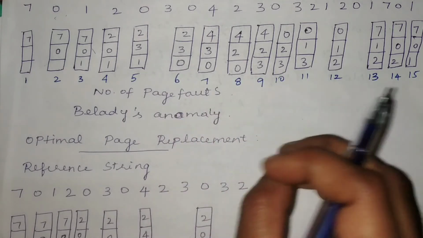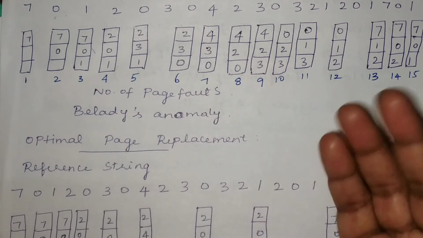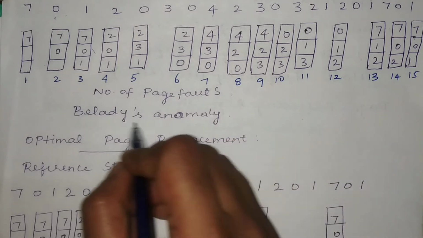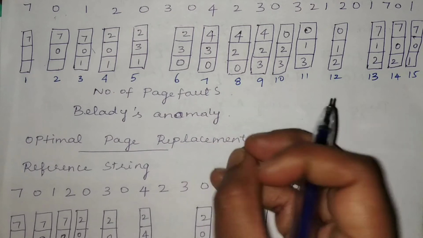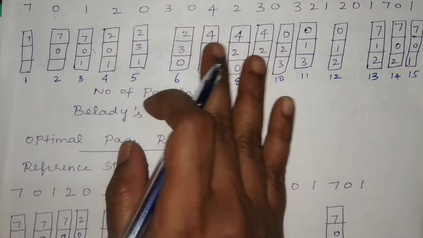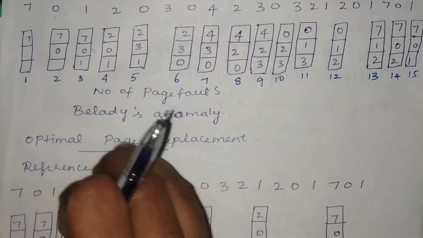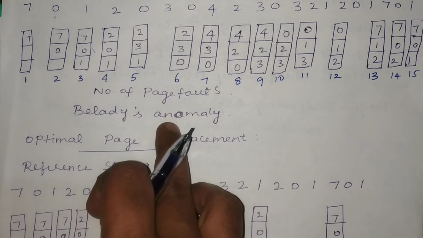In general, if you're increasing the page frames, your page faults should decrease. But if they increase, that is nothing but Belady's anomaly. It should not happen at all, right? In some cases, if you follow this FIFO page replacement, you will get this kind of problem. So we are calling it Belady's anomaly, and we need to avoid this kind of situation.